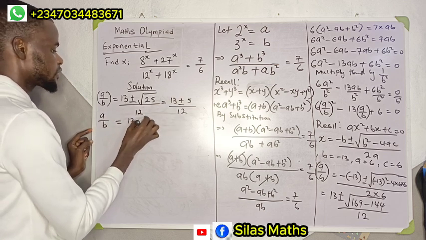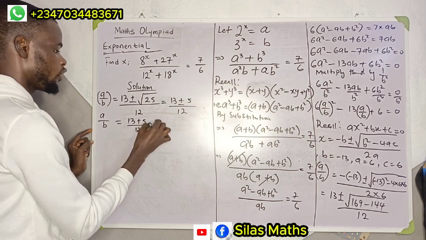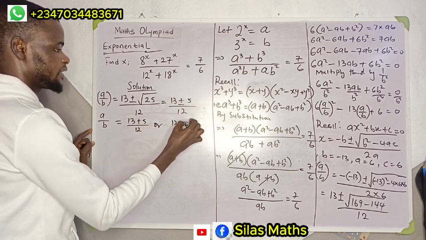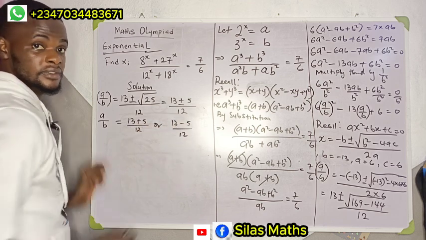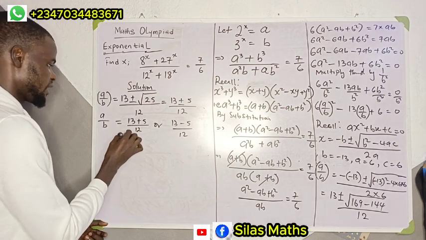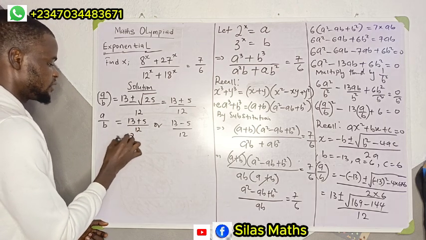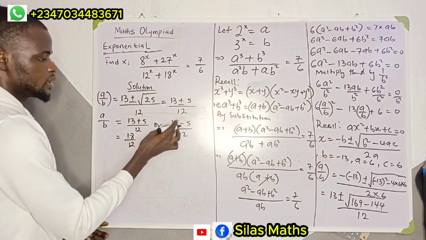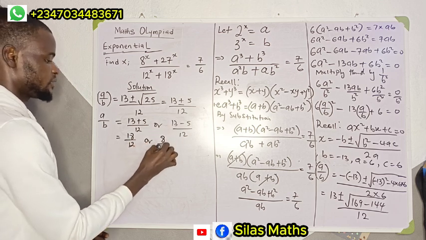13 plus 5 over 12, or 13 minus 5 over what? 12. Okay, so if that is the case, we can say that this is equal to what? 13 plus 5 is 18 over 12, or this minus this is going to give us 8 over 12.